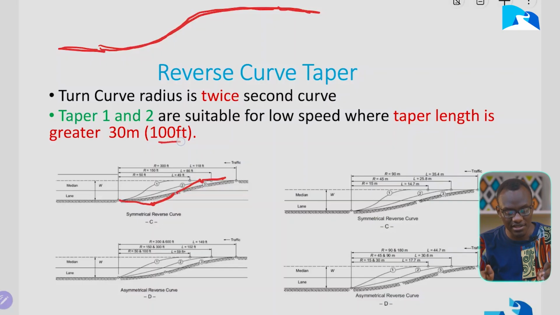You will find that these are suitable for areas where we have very low speeds and where the taper length is greater than 100 feet. To make it easier to design this, you have to find ways of smoothing out the two curves. The situations where we design this are areas where the taper length is greater than 30 meters or 100 feet, and the two curves can fit smoothly, because each curve is roughly around 15 meters, which is around 30 feet.